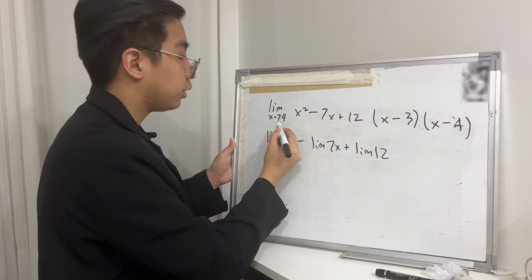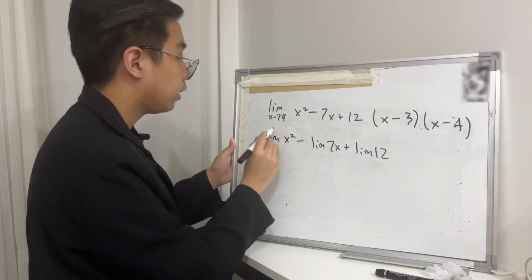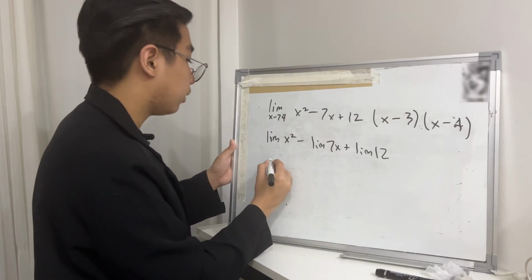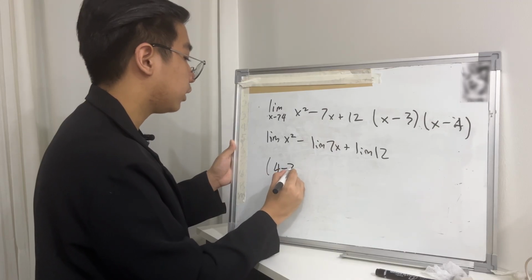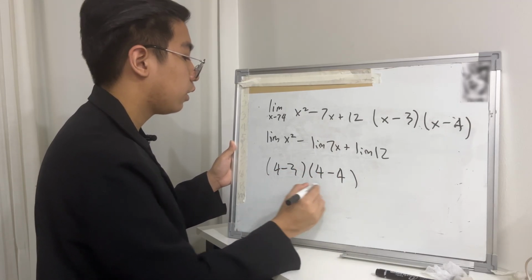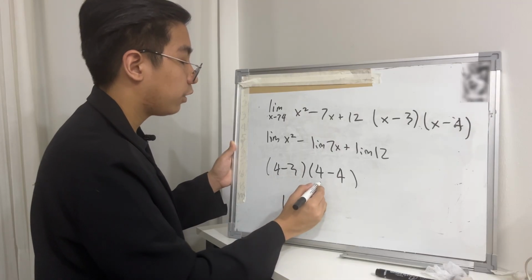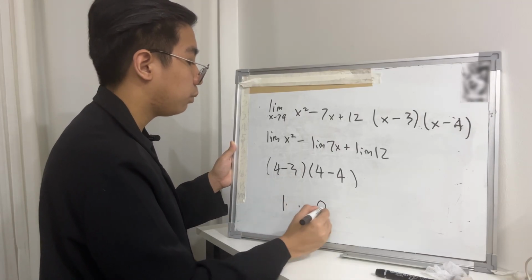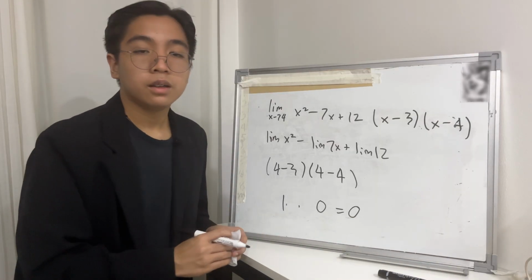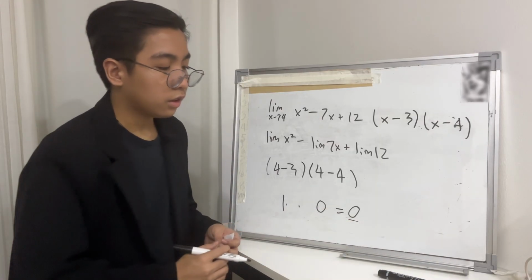So let's try to substitute now with our value as x approaches 4. So 4 minus 3, and then 4 minus 4. 4 minus 3 is 1, 4 minus 4 is 0. Multiplying still becomes 0. Okay. So our final answer is 0.